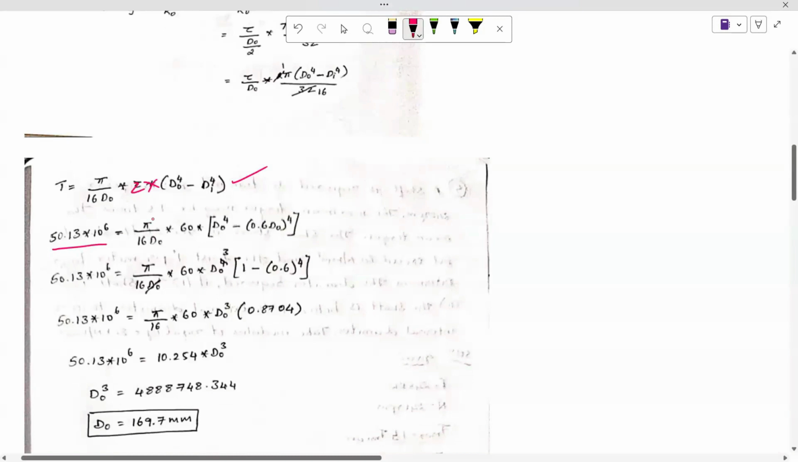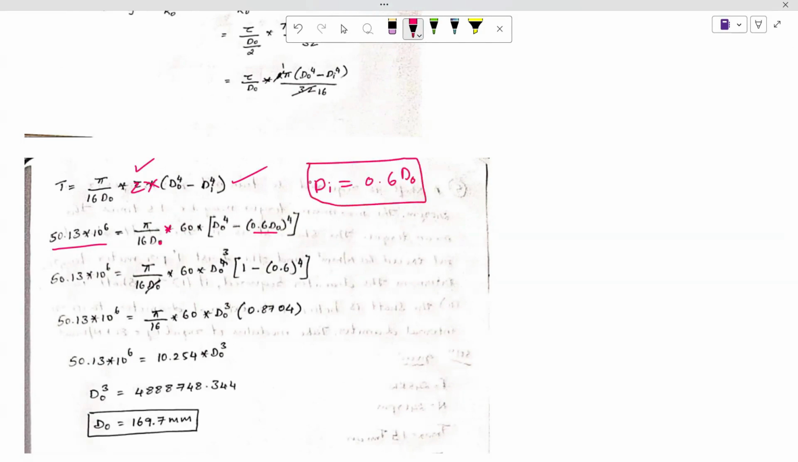Next, in the right hand side, pi by 16 into d naught multiplied by 60. 60 is the shear stress. So into d naught to the power of 4 minus 0.6 times the d naught. As I said, the internal diameter is equal to 0.6 times the d naught. They have given this condition in the problem, so I'm using it. In case of di, I'm substituting 0.6 times the d naught. Very simple.